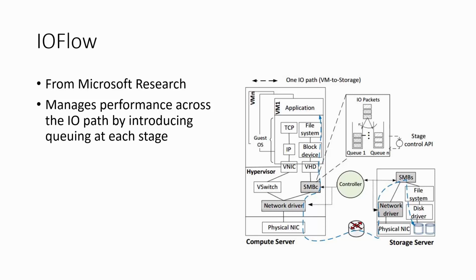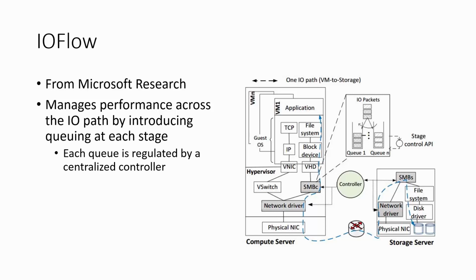Now, the block device is actually an exported disk device that is running off of a storage server. The protocol used here is Microsoft specific. This is called the SMB protocol. On the hypervisor, we have the SMB client, which connects to the SMB server on the storage server. Now, in this example, what they've done is they've modified multiple layers along the I/O path, including this SMB client, SMB server, and the network driver to introduce queuing. So they have queues now at each of these layers.